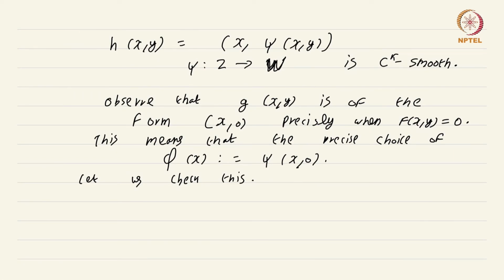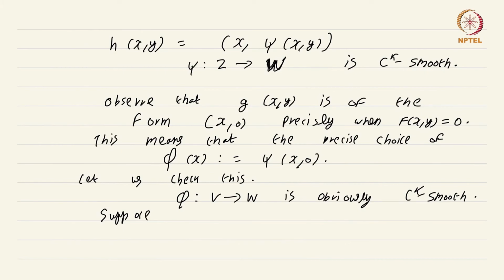Now, of course, this function phi from V to W is obviously C^k smooth. No questions about that. The issue is the condition that f of (x, y) equal to 0 and (x, y) in V cross W if and only if y equal to phi of x. So to confirm that, suppose (x, y) is in V cross W and f of (x, y) is equal to 0. Suppose you take a zero of the given function f, we want to confirm that y is equal to phi of x.